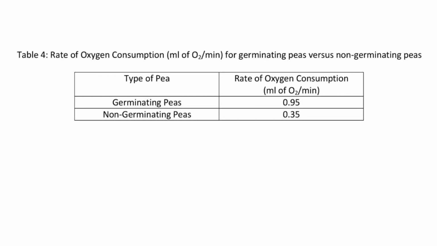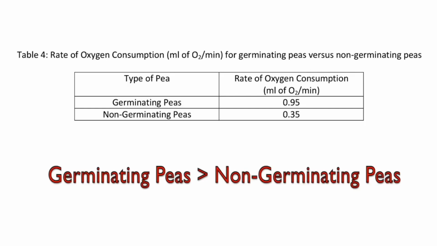This results in a respiration rate for germinating peas of 0.95 millilitres of oxygen per minute, and a respiration rate for non-germinating peas of 0.35 millilitres of oxygen per minute. So in this case, and as expected, the respiration rate for germinating peas was higher than that in non-germinating peas.